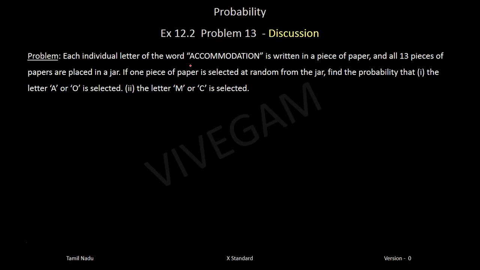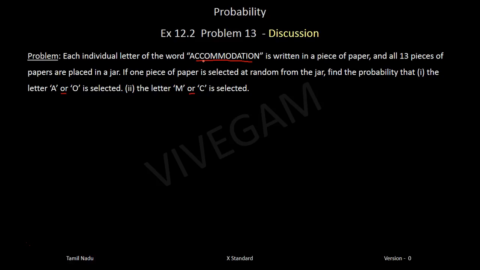Okay. It's an interesting problem. We can do it both ways. If you remember, I've been telling you whenever there's an OR, you have to use that A union B. But here we'll discuss how to do it without that method also. So basically the word accommodation is there and all the 13 letters are written on a piece of paper individually and put in a jar, and they are selecting one letter from that.